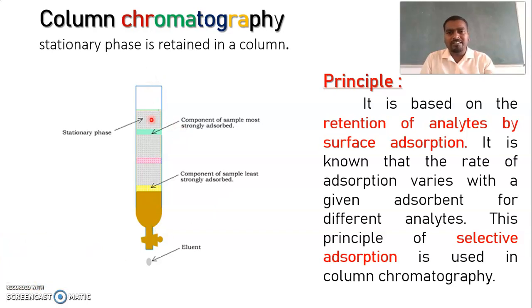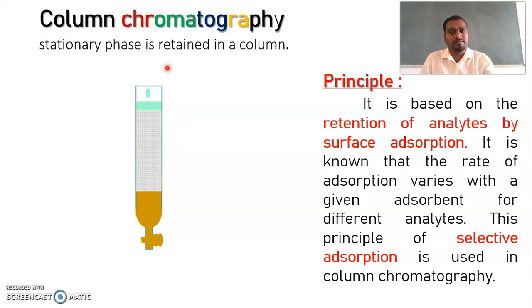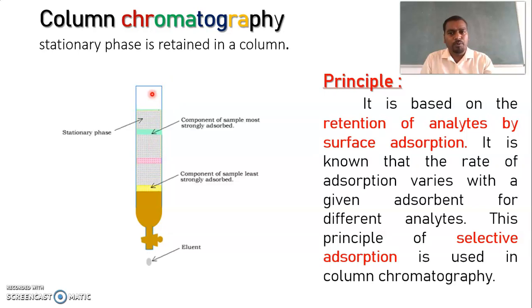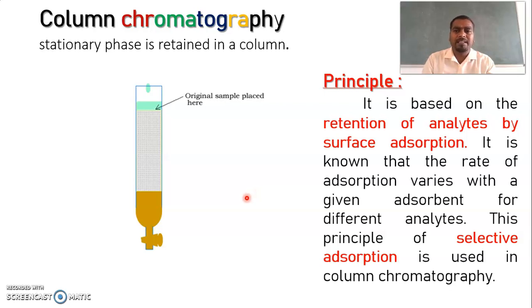You just observe here. As soon as you pour the sample, you find two bands. Here two bands indicate two different analytes. If you pour the solvent, you can see in the diagram here that before, it was a homogeneous solution, and once poured into the column, it formed three different bands. Each band indicates an analyte adsorbed at a different position in the column. This selective adsorption is the basis for separation in column chromatography.